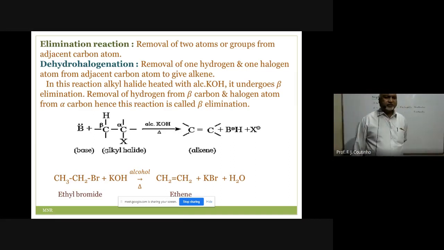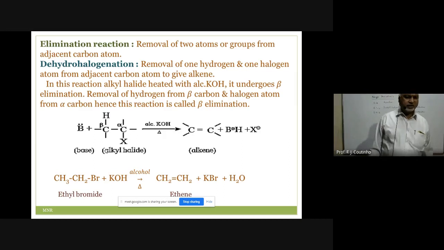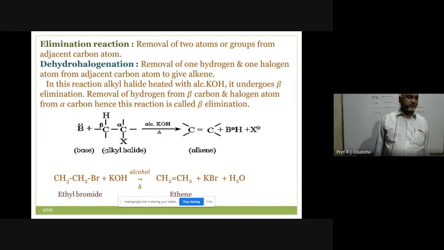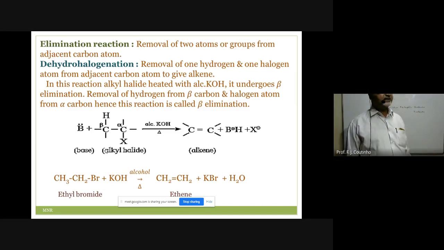Elimination reaction. This is the removal of two atoms or groups from an adjacent carbon atom. In this reaction, what does elimination mean? Suppose I have to take a picnic to some place, and I have only 5 seats, but I have 6 students interested in coming, and I have vacancy for only 5. Now what to do? I have to eliminate one. Eliminate means I have to remove one student.